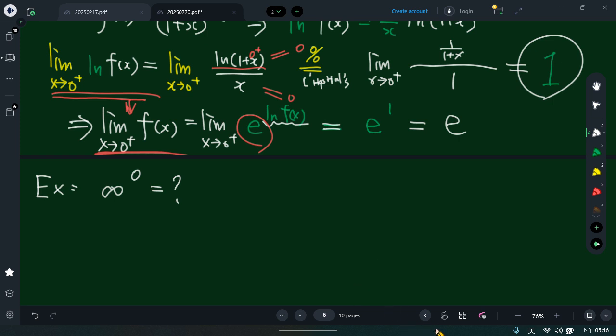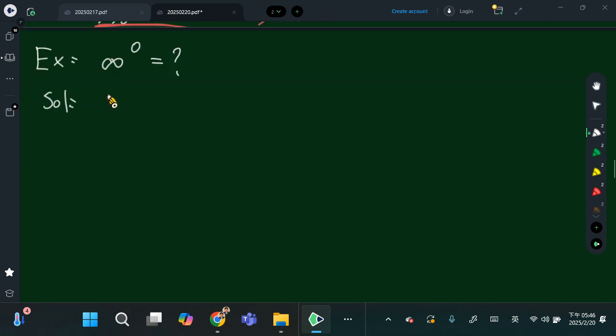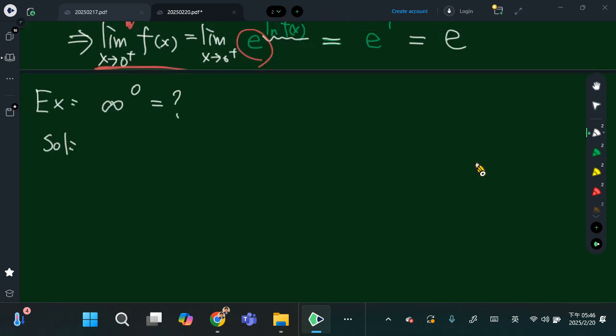What is that? So if you want to solve this problem, the first thing is we let f of x equal x to the power 1 over x. Why do I assign f of x to be x to the power 1 over x? Because when x is approaching infinity, the base will be infinity, but the power will be 1 over infinity, so it will become 0.